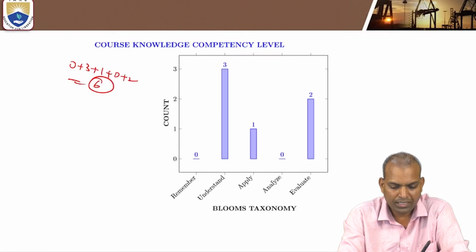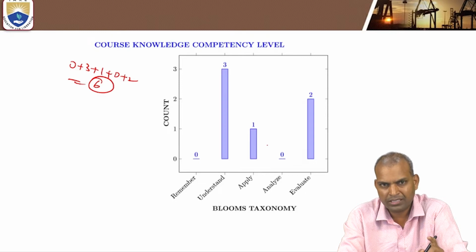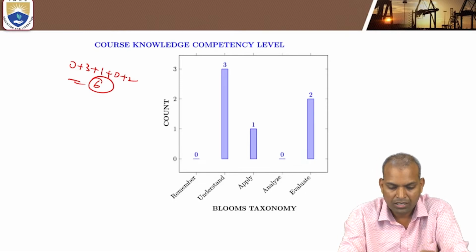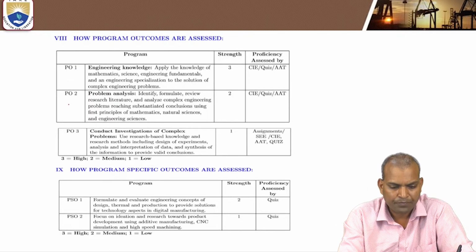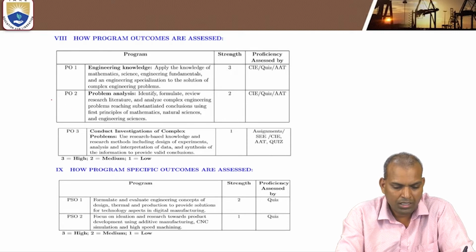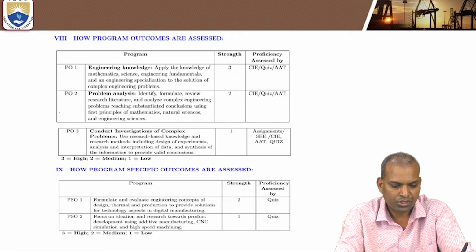Now why did we not analyze here? You may ask that we have kept the level, 25% analyze, but we have given evaluate. Yes, you can follow that, but based on the course outcomes you can change it, but you have to follow it systematically. Now coming to the program outcomes, there are 12 POs. In that we used 3 program outcomes for this course, that is PO 1, 2, 3.